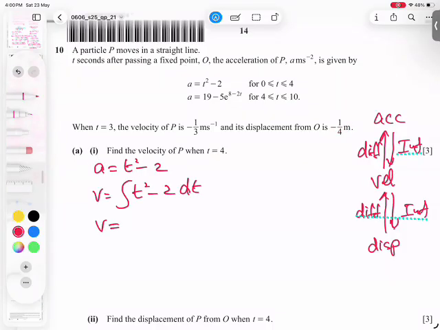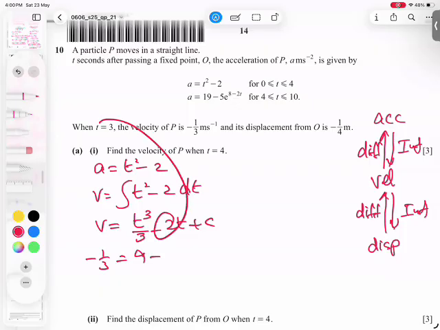What's the rule of integration? Increase the power by 1, divided by the same, and 2t plus c. So I plug in time 3 here. Velocity is -1 over 3, and plugging in 3 gives 27 over 3, which is 9, and 3 twos are 6, and the c value is becoming clear.